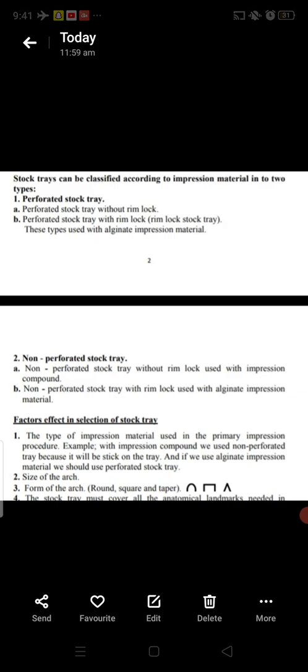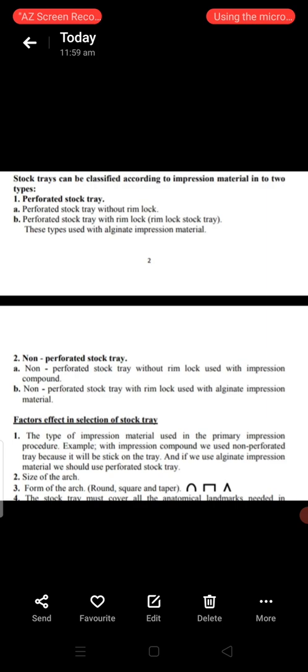Next, these are the types of stock tray on two bases. Number one, on the basis of patient teeth condition, meaning dentulous and edentulous. Next, on the basis of impression material, meaning perforated and non-perforated. Perforated we mainly use for alginate, and non-perforated we mainly use for impression compound, because impression compound is locked in that perforation.